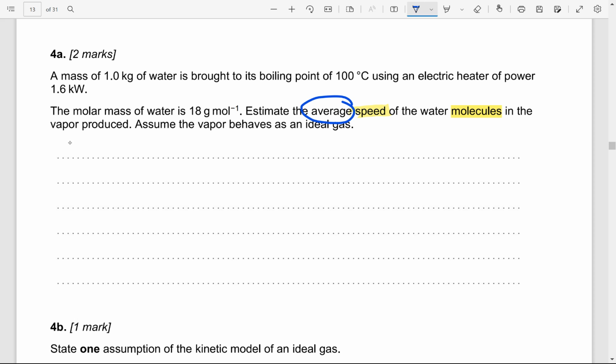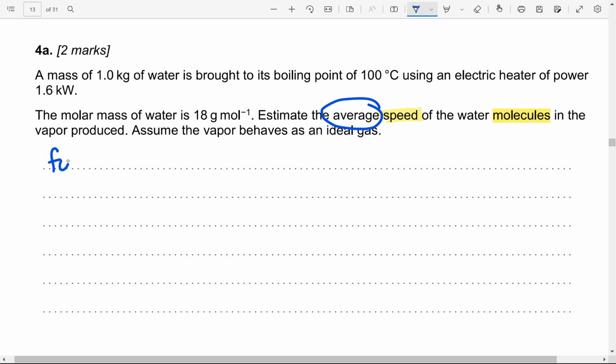So everything that we do needs to be for one particle. Okay, and that's really important that you spot that.